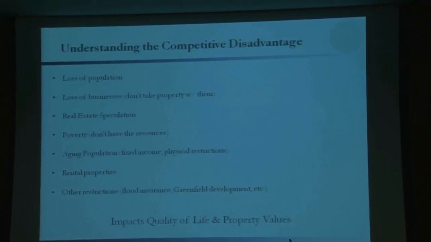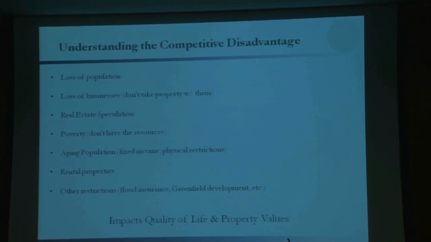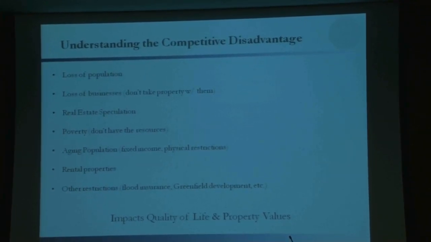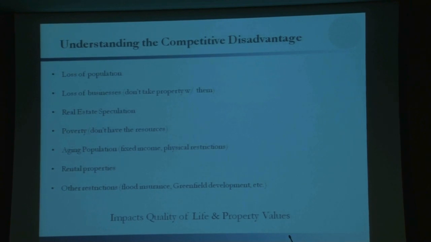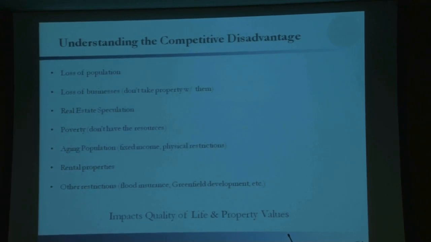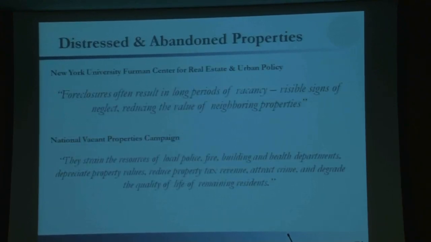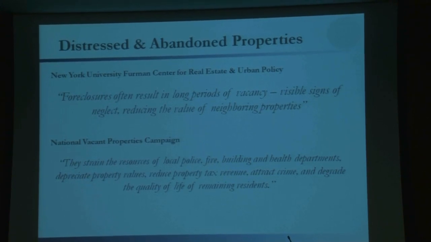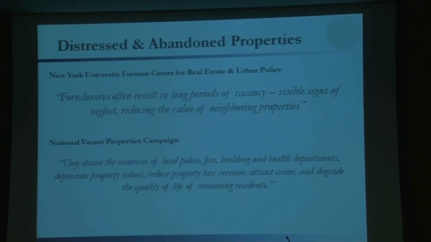Poverty plays a role in it. There isn't the resources. Aging population can be restrictions on income. Rental properties as well. Other restrictions. Flood insurance. If you're paying $1,500 in flood insurance, it's $1,500 you're not investing in your property. That's important to consider. So we've talked about, I think, a good understanding of some of the causes of those things.